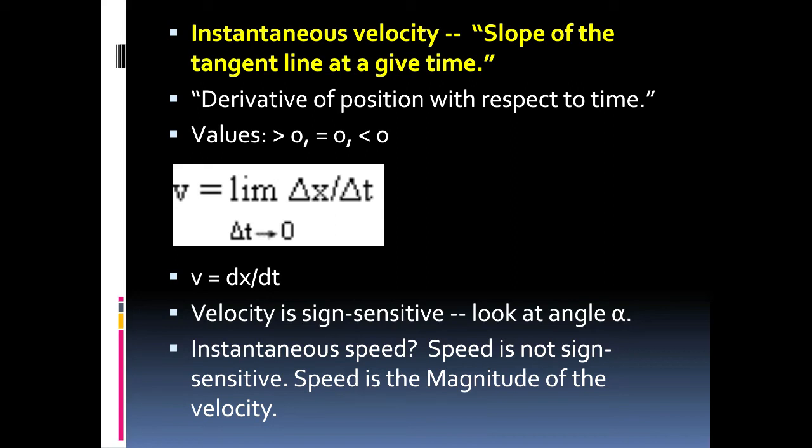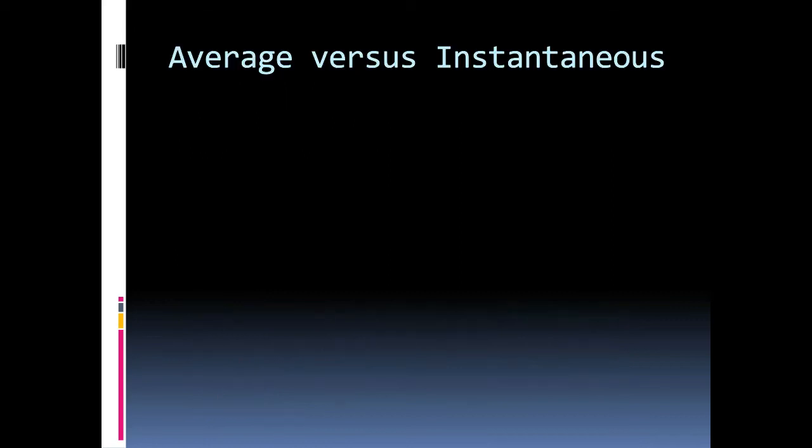But you've got to be careful with speed. The average speed doesn't always equal the average velocity, as we saw in that example, because displacement is different from distance. You have to be careful with questions like that. And we'll look at some examples of that.